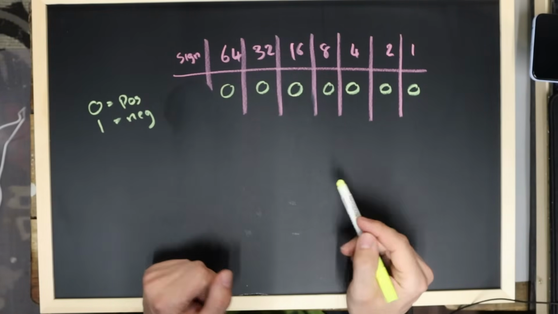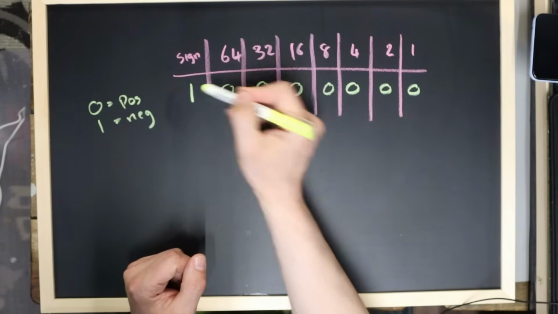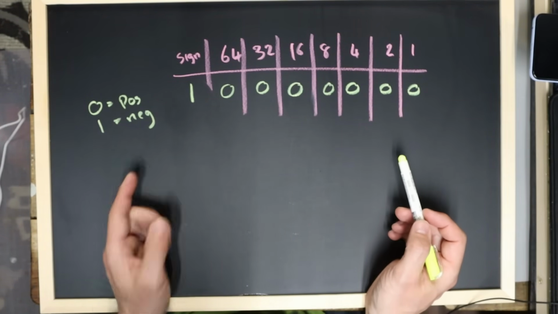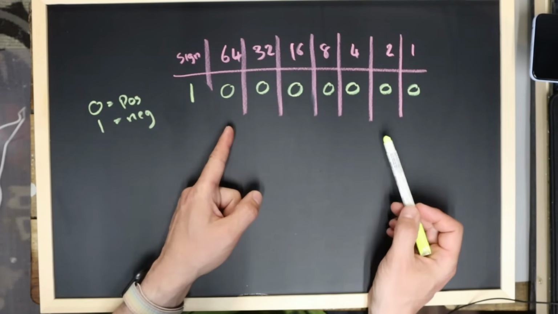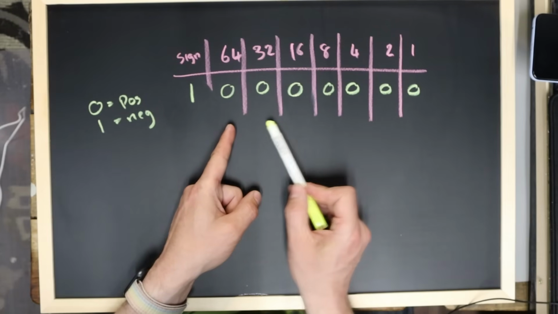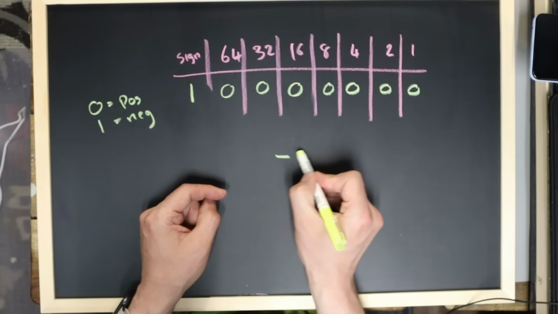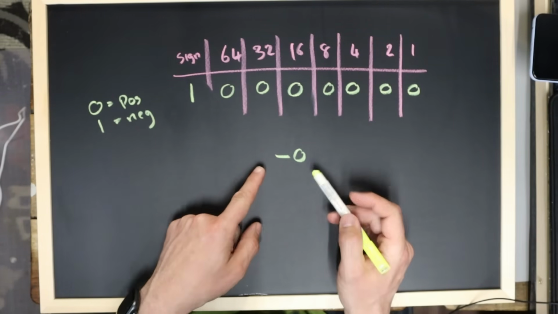So, all zeros is 0. What's that? It's not 128 because that's a sign bit. So you add up all these bits, which gives you 0. And a 1 means negative. So this is minus 0. This shouldn't be a thing.